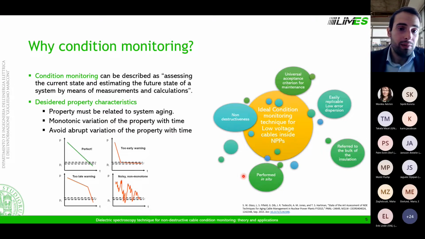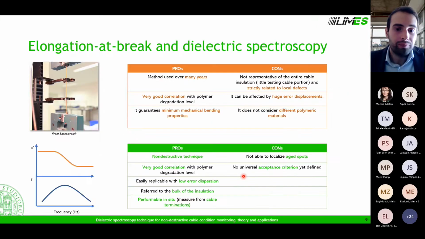As you know, up to now, the state of the art for condition monitoring inside cables is the elongation at break. Here you can see in the table some pros and cons of this technique. Obviously, the pros are the fact that this method has been used over many years. It has very good correlation with polymer degradation level, and it guarantees also minimum bending properties of the cables. But on the other side, it is strictly related to the local defects, so it is not referred to the bulk of the insulation, but just to a particular piece of cable.